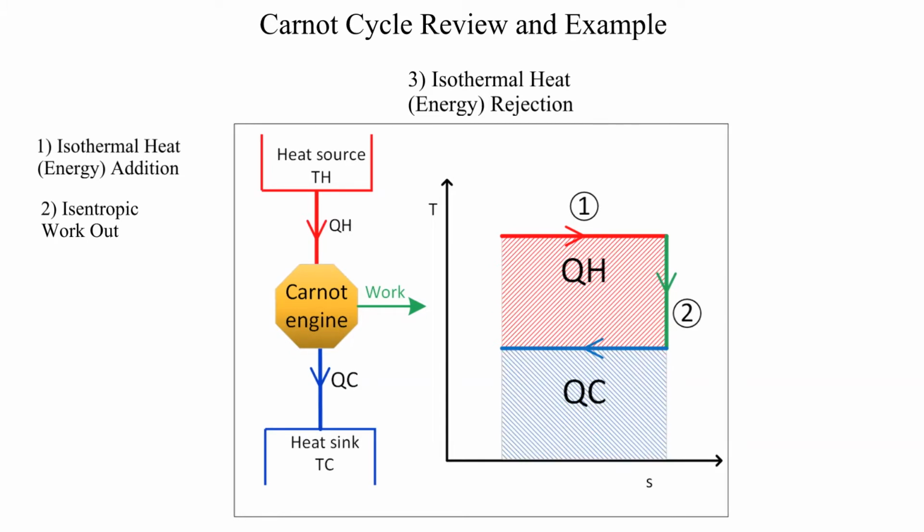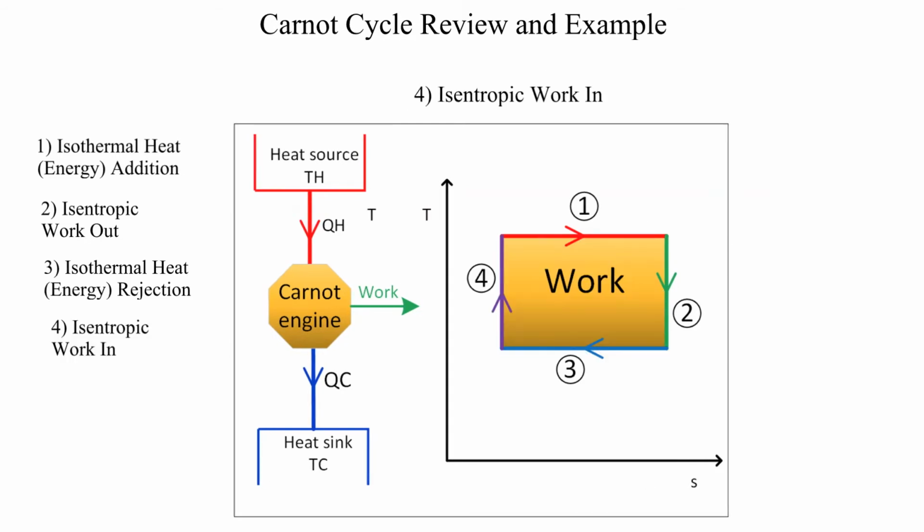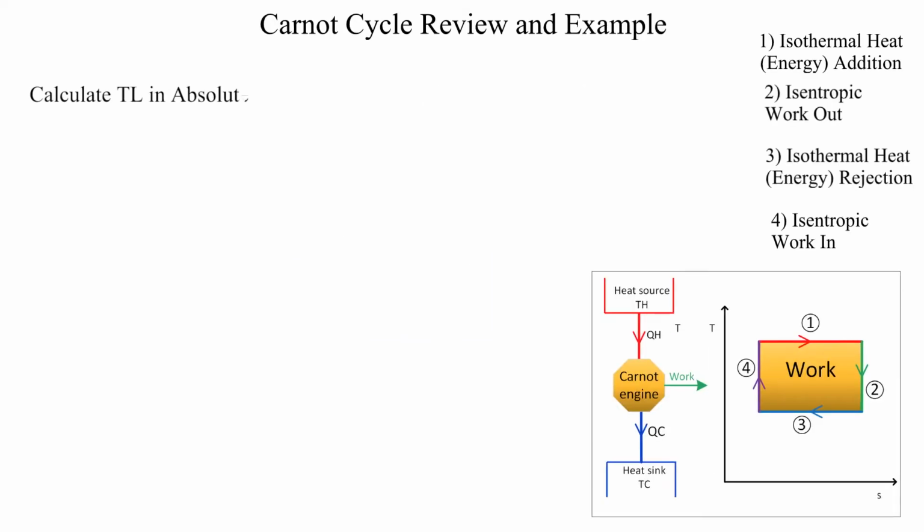Once again, the area under the heat rejection curve on a TS diagram represents the amount of heat rejected for the Carnot cycle. The fourth process is isentropic work in. This completes the Carnot cycle. The area enclosed by the four processes represents the net work out, shown here in yellow. Now let's start the calculations.